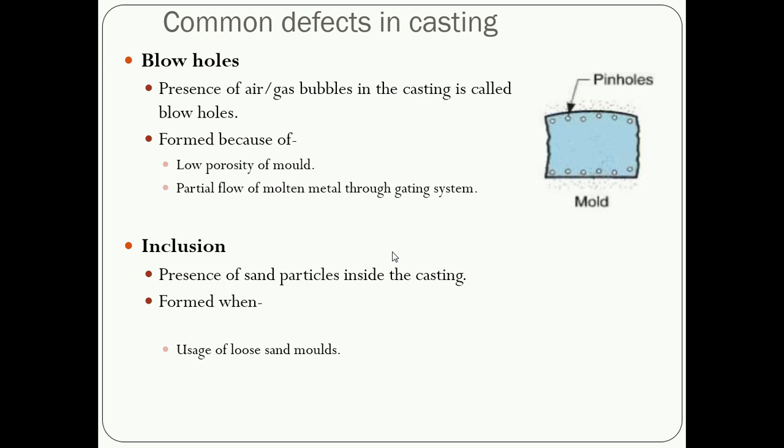For that purpose, we have seen in the case of draft allowance that the surfaces which are perpendicular to the parting line are made inclined to the parting line, because removal of the pattern must be an easier task. Again, shake or rapping allowance is also given to the surface of the pattern for its easy removal. So removal of the pattern is very important.